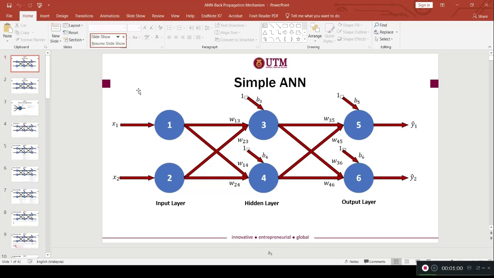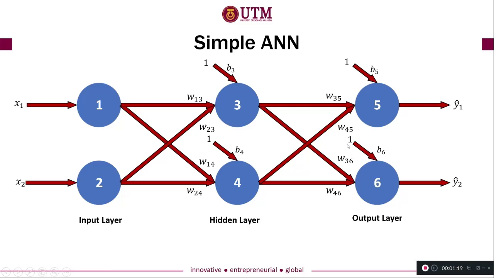What type of neural network is this one? Is it a single layer perceptron or a multiple layer perceptron? Okay, this is actually a multiple layer perceptron. Why do we call it a multiple layer perceptron? Because you can see that we have more than one layer.